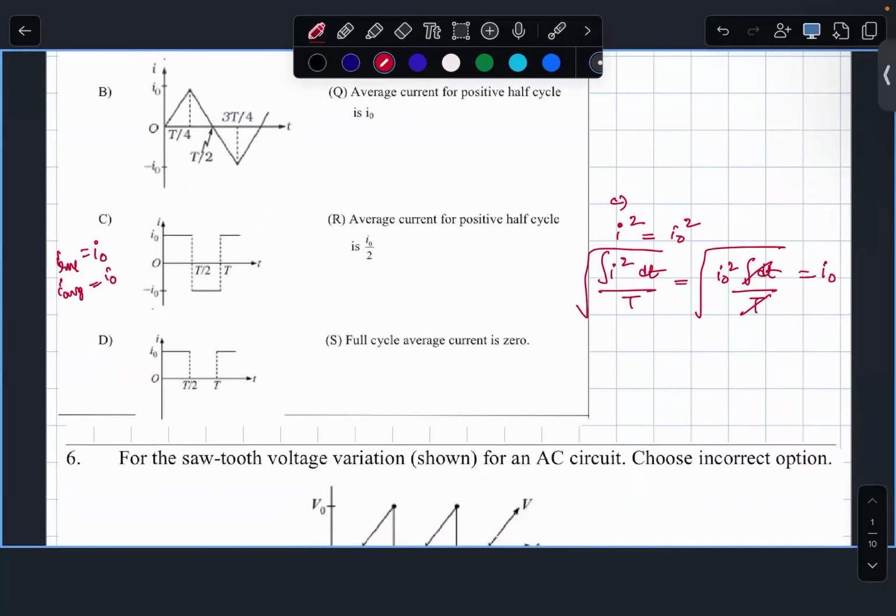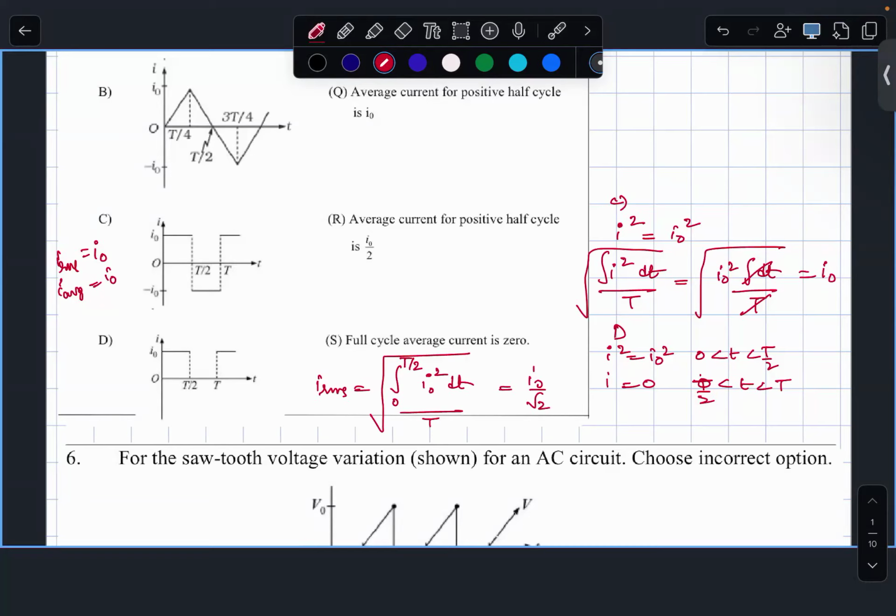Whereas for the case of D, I square is equal to I naught square for 0 less than t less than T by 2, and I is equal to 0 for T by 2 less than t less than T. So when I do this RMS square for this, it is under root 0 to T. You can break it however you want: 0 to T by 2, I naught square dt by T, because the other part is 0. So this will become I naught by root 2.